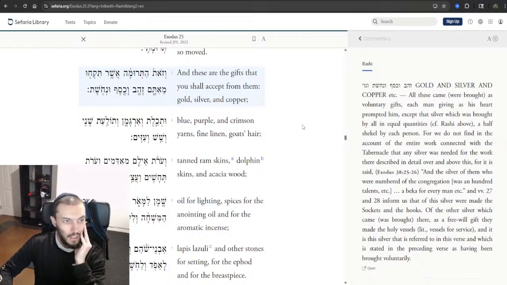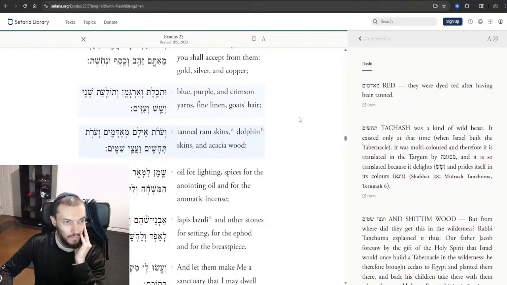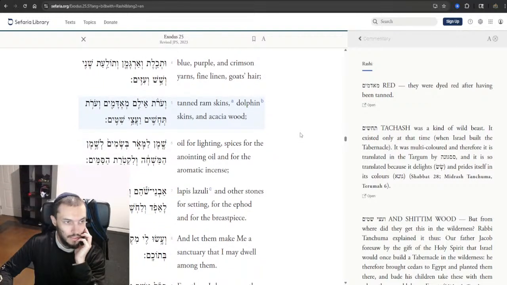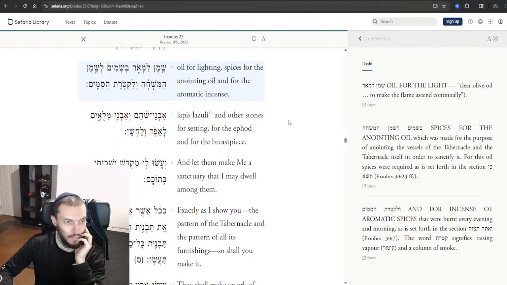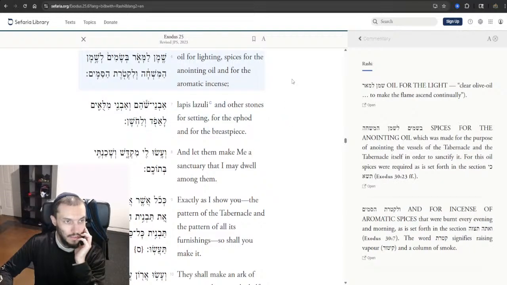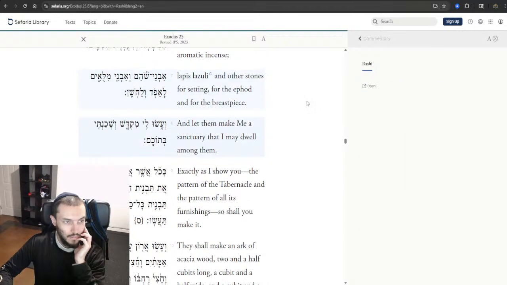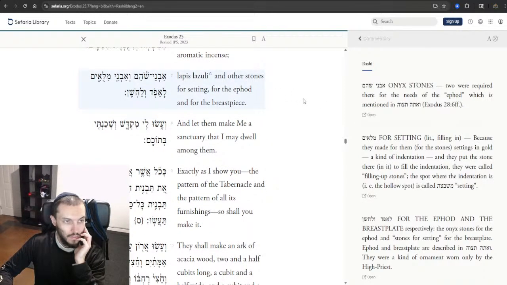And these are the gifts that you shall accept from them: gold, silver, and copper, blue, purple, and crimson yarns, fine linen, goat's hair, tanned ram skins, dolphin skins, and acacia wood, oil for lighting, spices for the anointing oil and for the aromatic incense, lapis lazuli, and other stones for setting, for the ephod, and for the breastpiece.